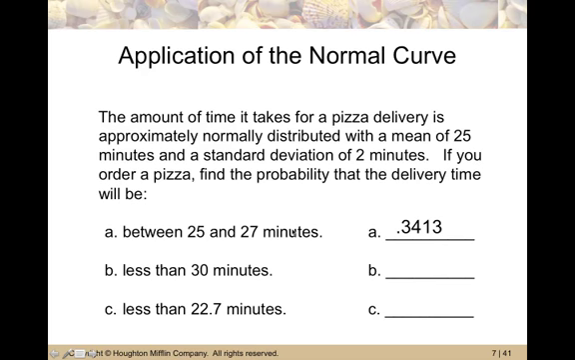Less than 30 minutes, the z-score for that would be 30 minus 25, which is 5, over 2, so 2.5. So you want the area to the left, since it's less than, of 2.5, and that gives you 0.9937. On this next one, we have 22.7 minus 25, so that's going to give you negative 2.3 divided by 2. The area to the left of negative 2.3 divided by 2 would be 0.1251.